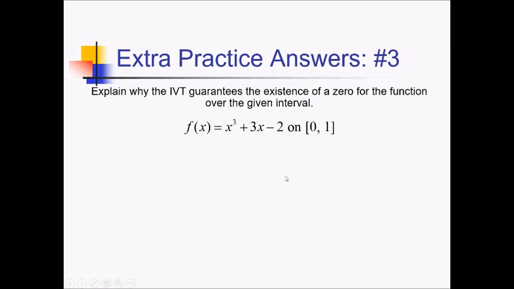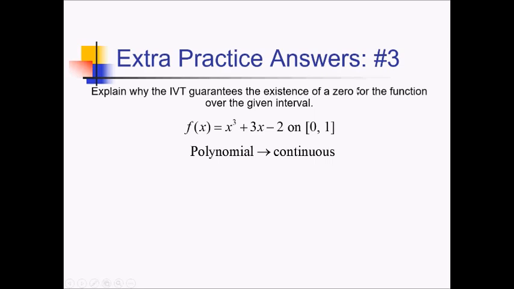For this one, we're trying to explain why the IVT guarantees the existence of a 0 for this function on the interval 0 to 1. So to start with, we have to establish that we have continuity for the IVT to do anything useful. This is a polynomial, so we're guaranteed that it is continuous. Next, we have to show that the y value we're looking for, which is 0 in this case, is between the starting and ending y values of the function.